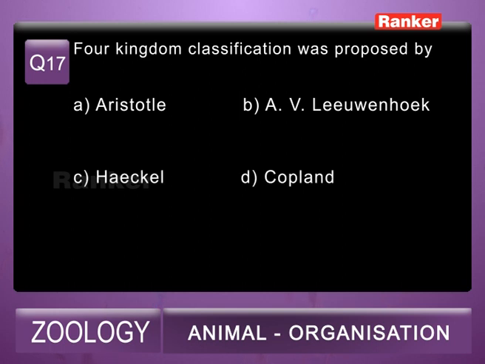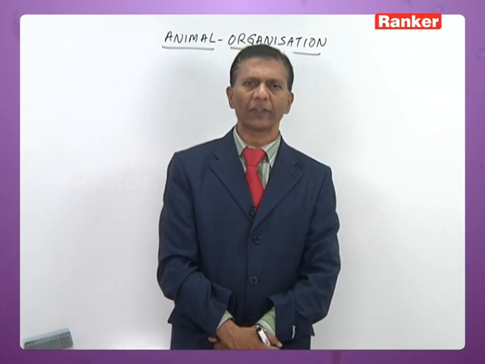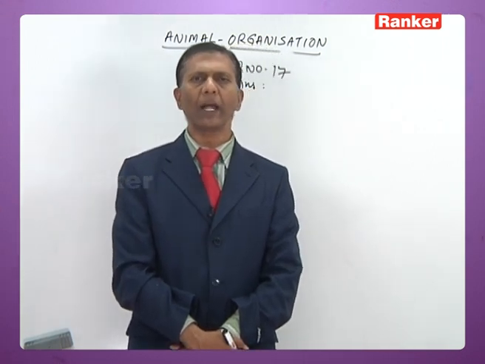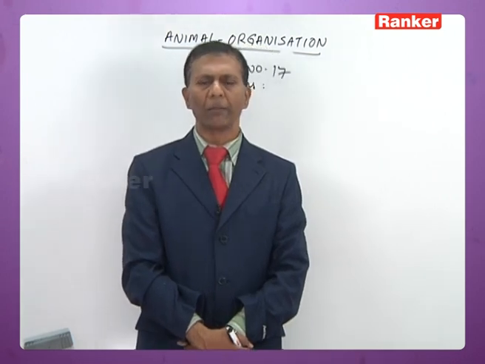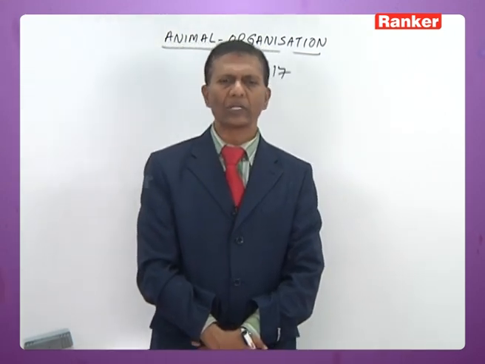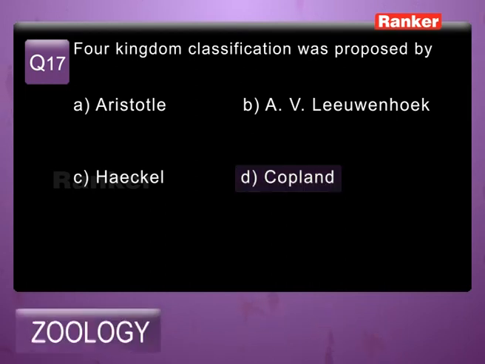Now question number 17, four kingdom classification was proposed by A. Aristotle, B. Leeuwenhoek, C. Haeckel, D. Copeland. I made a mention earlier, four kingdom classification was put forth by Herbert Copeland. He divided the organisms into Monera, Protista, Plantae and Animalia. So 17th question correct answer is D.